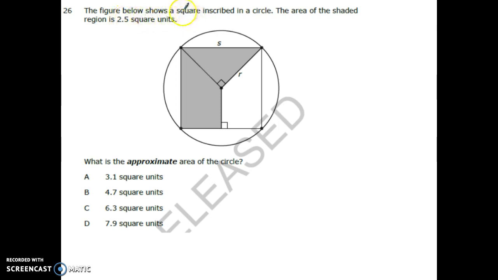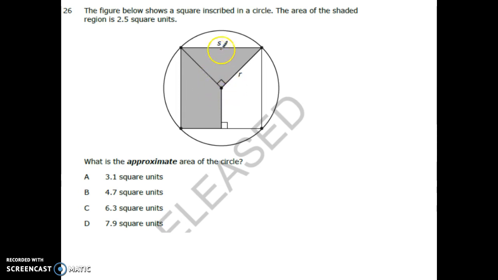So the figure below shows a square inscribed in a circle. The area of the shaded region is 2.5 square units. So this shaded region is 2.5 square units. So this is the way I broke this problem down. This problem took me a while to really think about and to get together in a way that I could present it to you so that you all could understand.